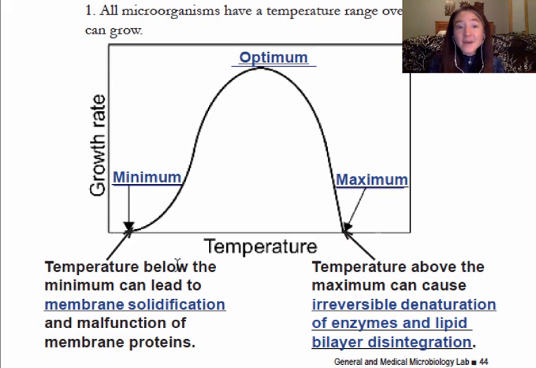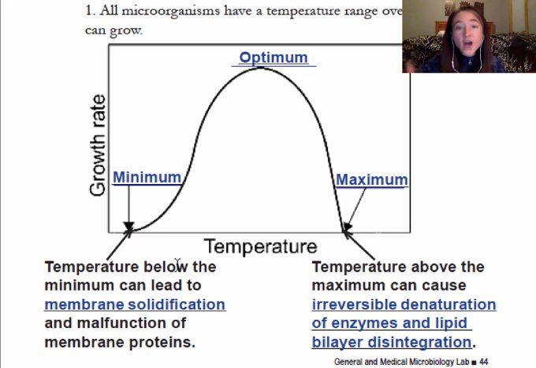We can then take them out of those cryovials and streak them onto a medium of their choice, and they will grow again. That is absolutely not what happens above the maximum. Above the maximum temperature, irreversible denaturation of enzymes occurs, and lipid bilayer disintegration. Once again, we take advantage of this as well in order to sterilize the media that we work with, all of the glassware and the tips and whatnot that you work with in lab.